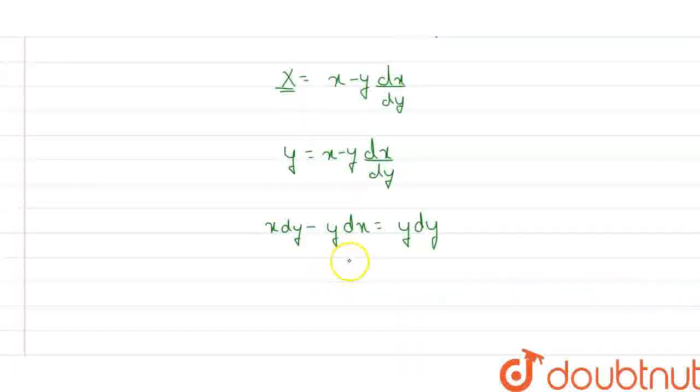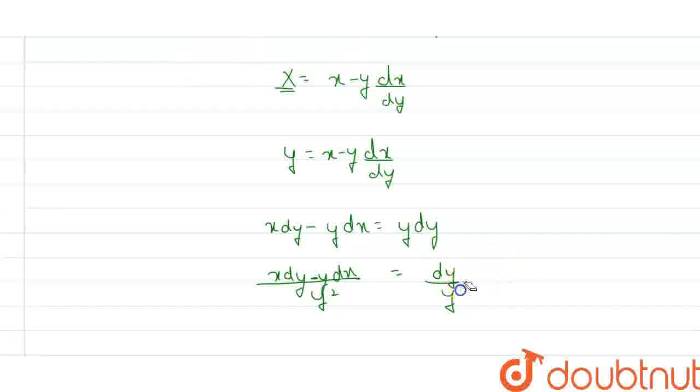So I can write this term as x dy minus y dx equals y dy, and now I'm going to divide both sides by y square. So this will be y square, and on the right side this will be dy by y, sorry, only y.